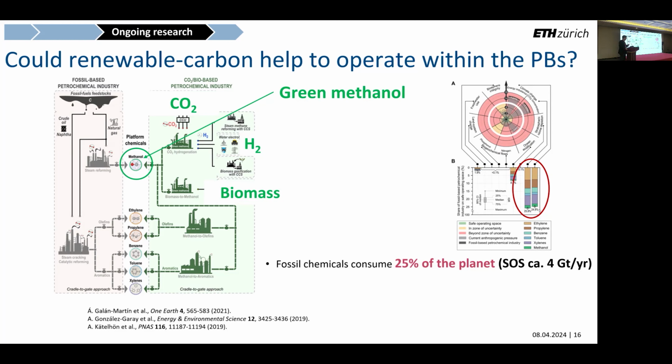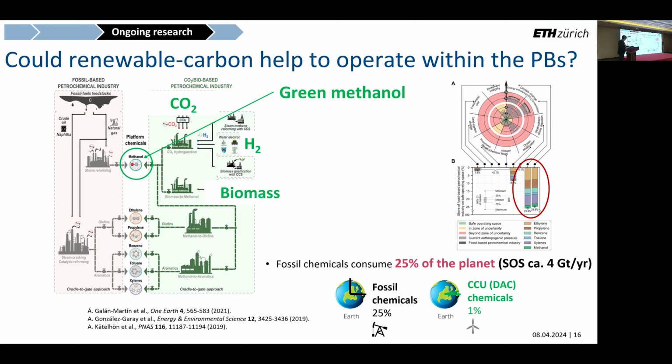But if you compare with the safe operating space, which is 4 gigatons, what this means is that we are consuming a quarter of a planet to run the chemical sector. So the emissions of the chemicals from fossil carbon represent 25% of the maximum allowable emissions. Again, this is telling us that it's important to retrofit the chemical sector. If you move to solutions based on CCU, you could go from 25% to 1%, but this is very expensive, as you will see in a minute.